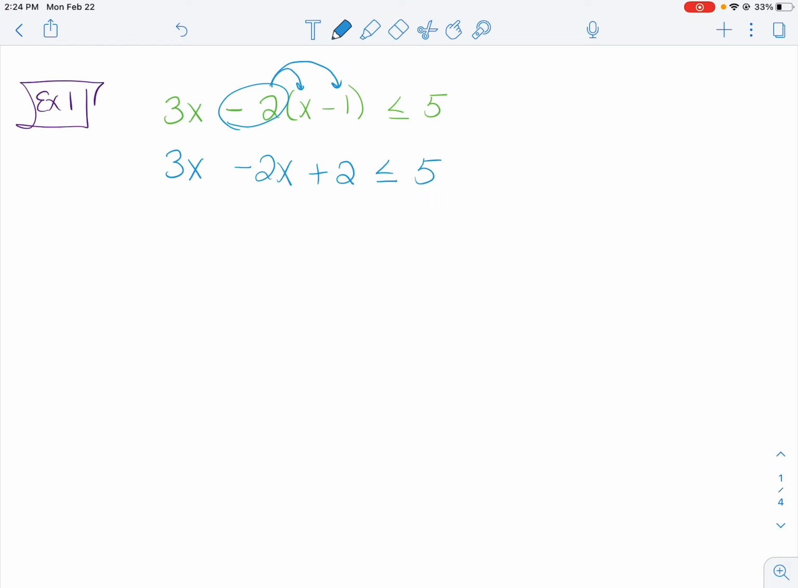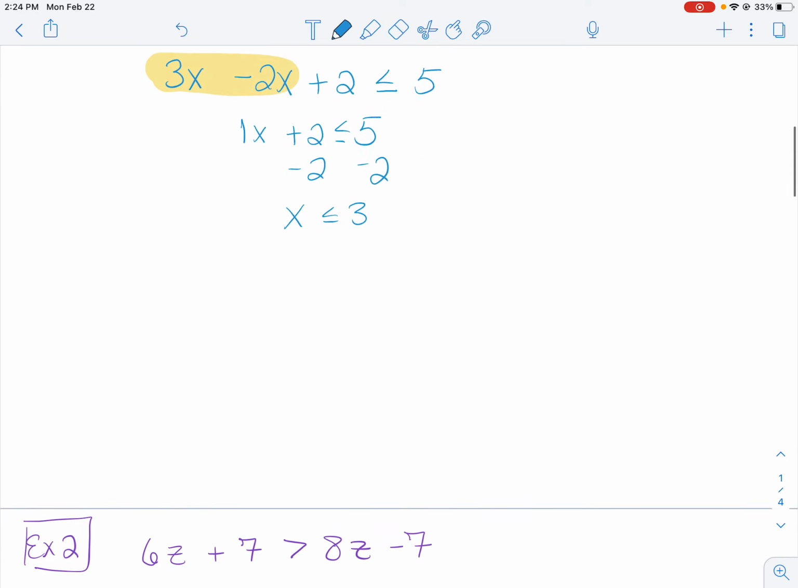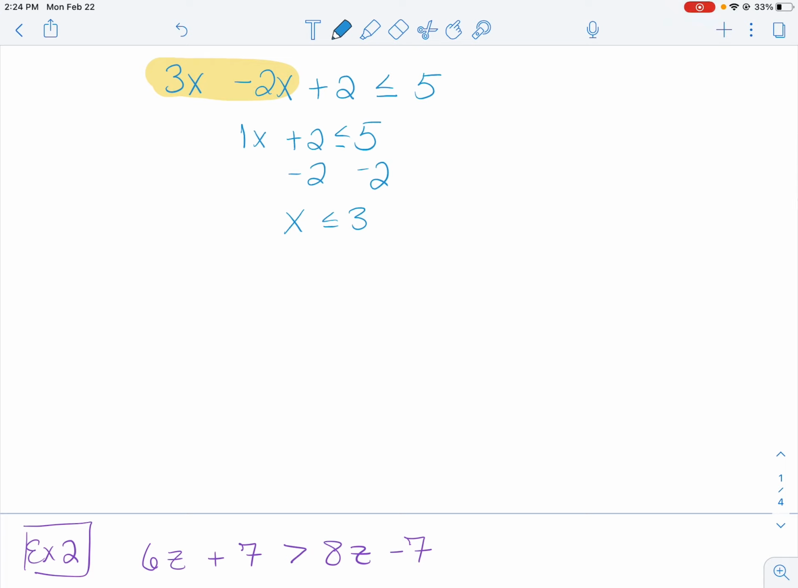Now we want to combine like terms on the same side if possible. So here I see 3x minus 2x. That gives me 1x plus 2 is less than or equal to 5. Now I can combine like terms from the opposite sides. So take away 2. So x is less than or equal to 3. Notice I didn't write 1x anymore because 1x and x are the same thing. Okay. And now we just have to think about how to represent the solution.